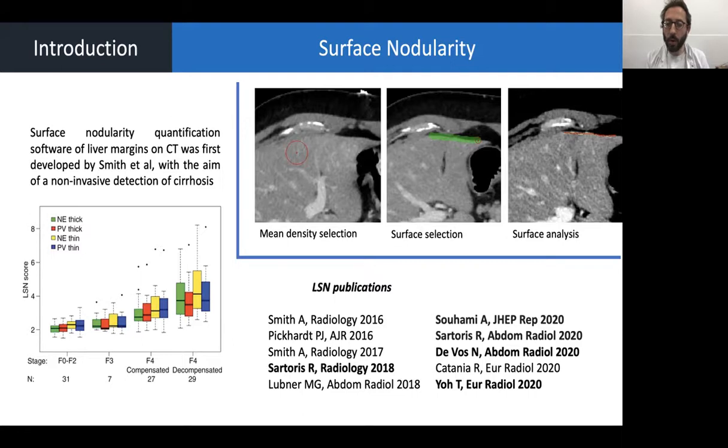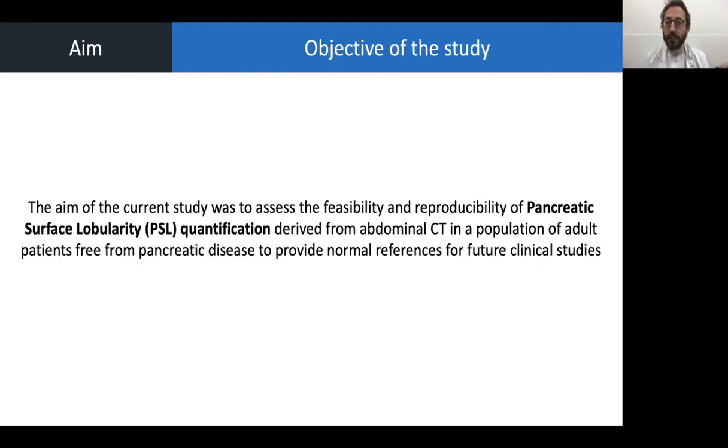And now a lot of publications have been issued over the past few years dealing with chronic liver disease and portal hypertension. And we thought that it might be interesting to extrapolate this technology to another organ that might be irregular, namely the pancreas, and to see whether or not this kind of quantification could be performed in the pancreas. So the objective of our study was just to assess the feasibility and the reproducibility of a pancreatic surface lobularity quantification on abdominal CT images.